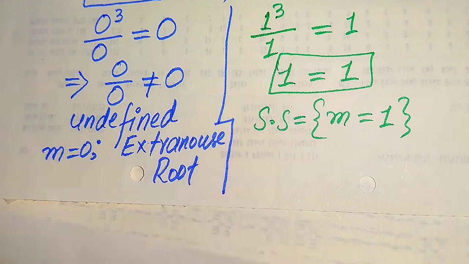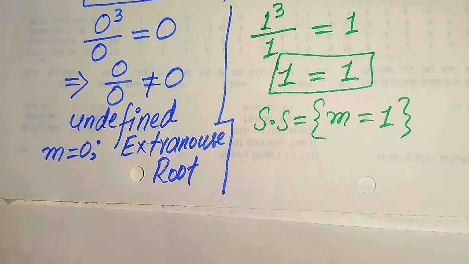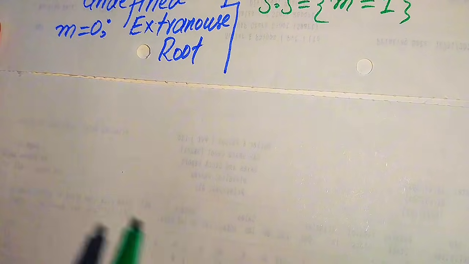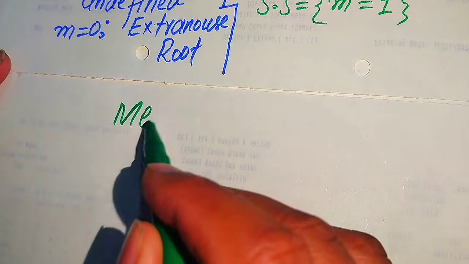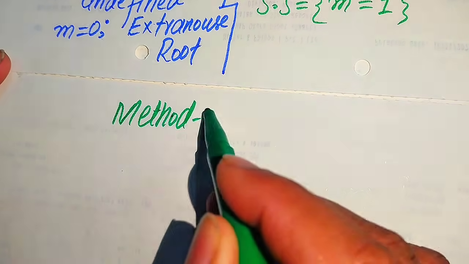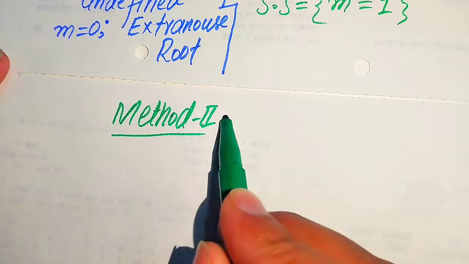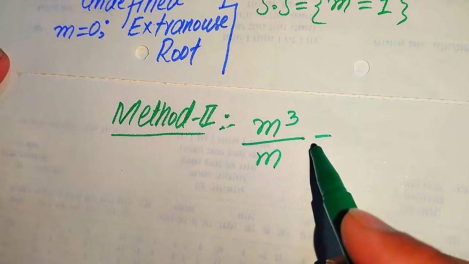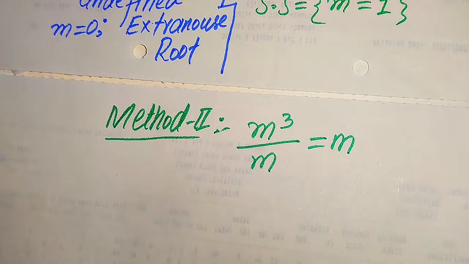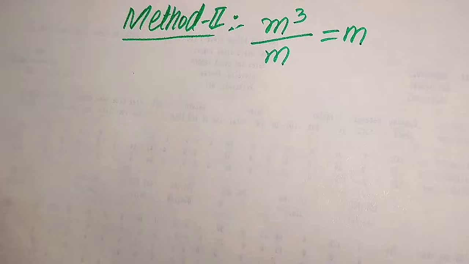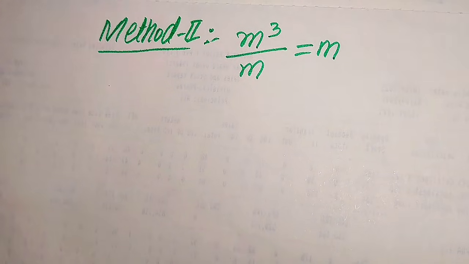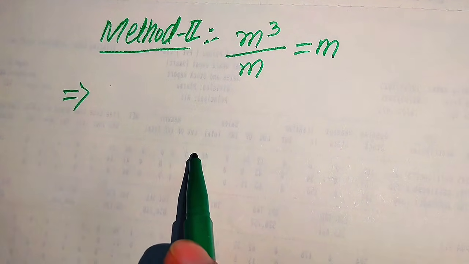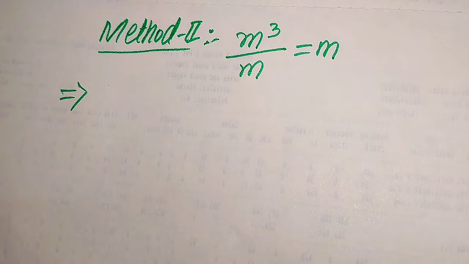And now here in the next step we again solve this problem by the second method. So here in the second method, first we need to copy down the given question statement, and the given question statement is m cubed divided by m is equal to m. So this is our given question statement, and here we use another technique to find the roots of this equation. So here in the second method we use the exponential law.